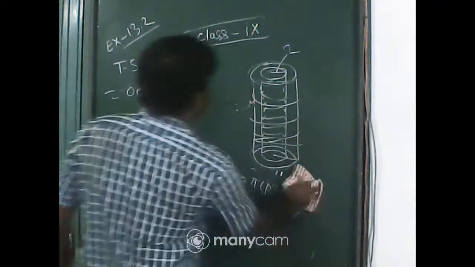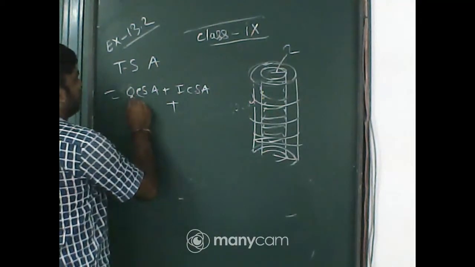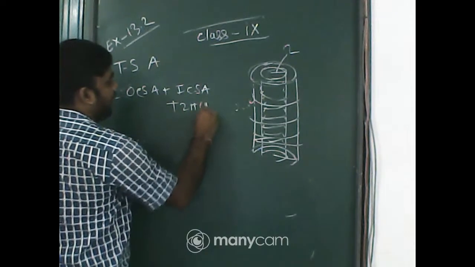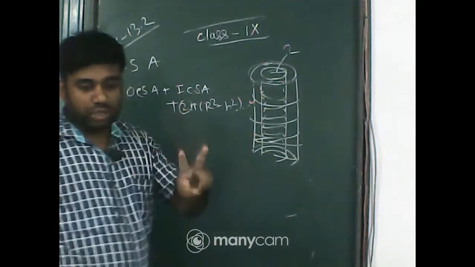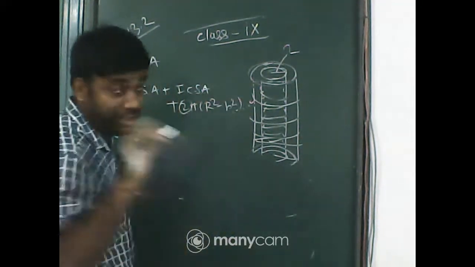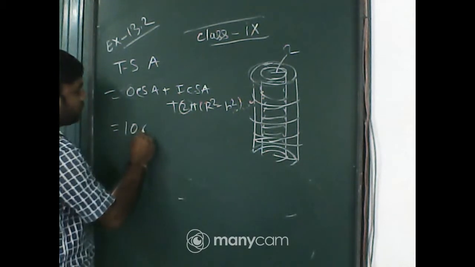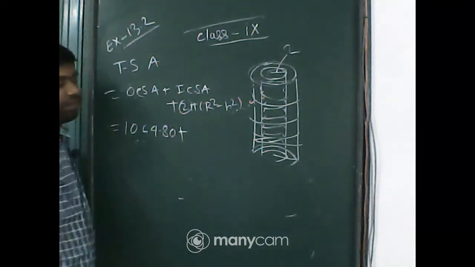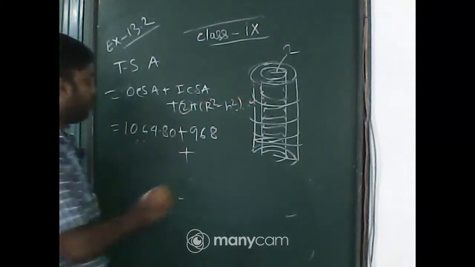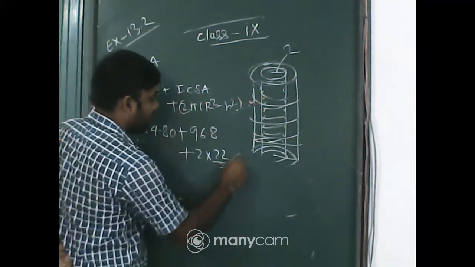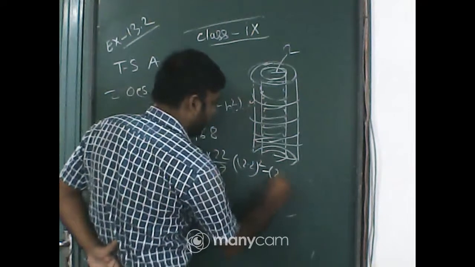So total, that is 2 pi into capital R square minus small r square. Why it is 2? Because this one is 1 and this one is 2, sum of upper ring and lower ring. So outer curved surface area you got 106.4.80, inner curved surface area you got 968. Now this one is 2 into 22/7 into capital R square minus small r square, that is 2.2 square minus 2 square.